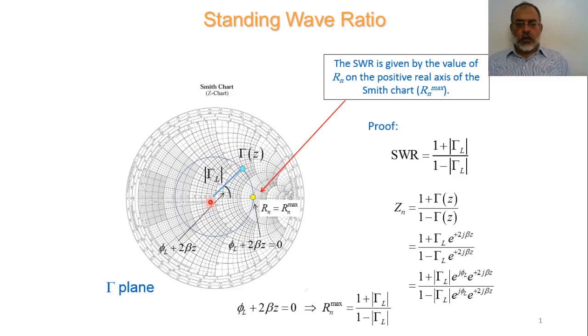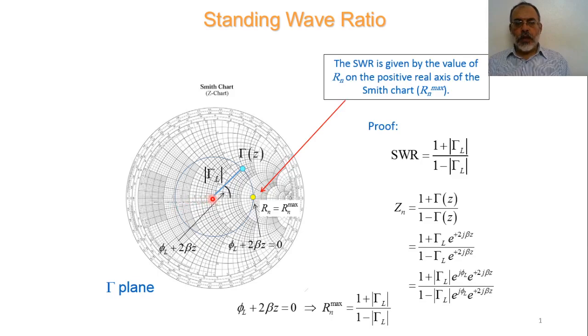Then, from the center of the Smith chart, you connect a line from the center to the point of the impedance, and we draw a circle whose center is the center of the Smith chart. This circle is a constant gamma, or constant reflection coefficient. Okay?